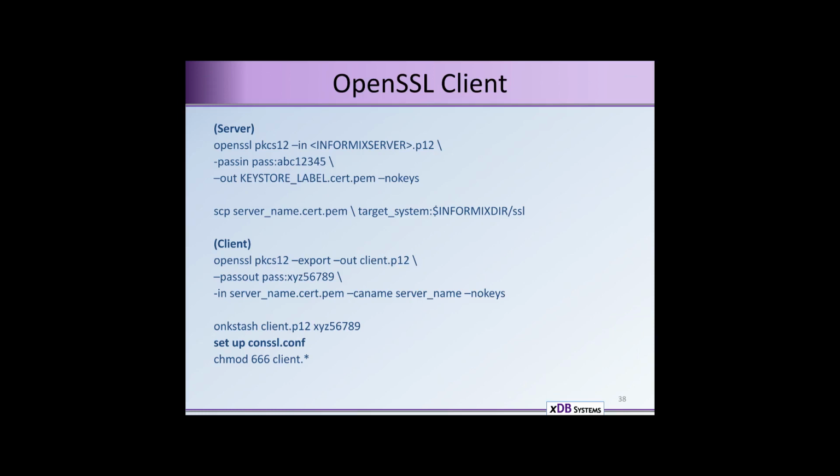And then it's a little weird. We're actually going to call export out and then the client file. So export in this case is actually creating the key store. We give it a new password for the client key store. We give it then that cert.pem file we created above from the server, and then we give it the CA name. So this is the server name we have used above, and then no keys, so it's using the stash file. We're going to onKstash it again to create the SDH, and then we create the con SSL conf, and then we give the client files writability. Again, I'm running through these a little quickly, but it's a bunch of commands you can go back and reference.